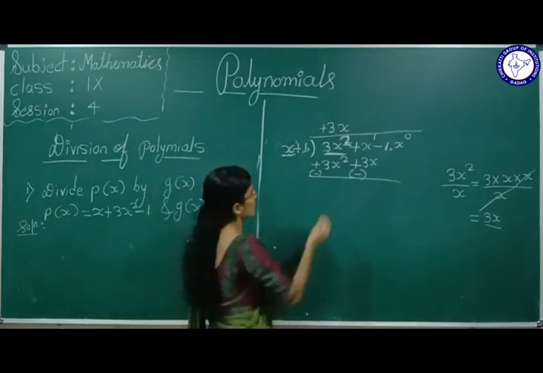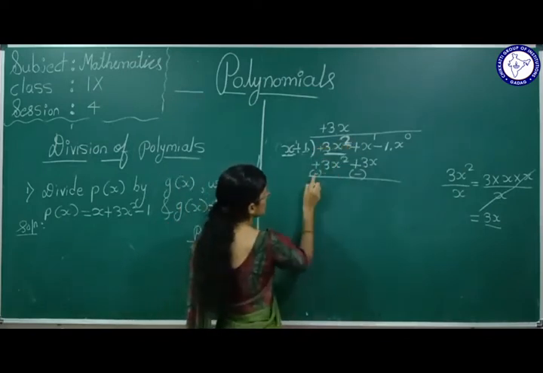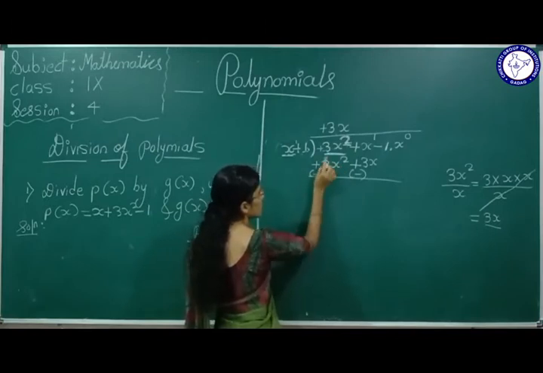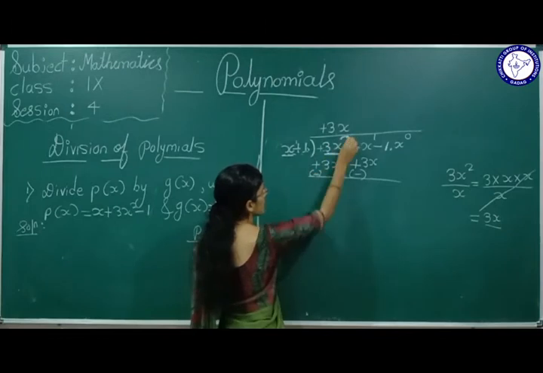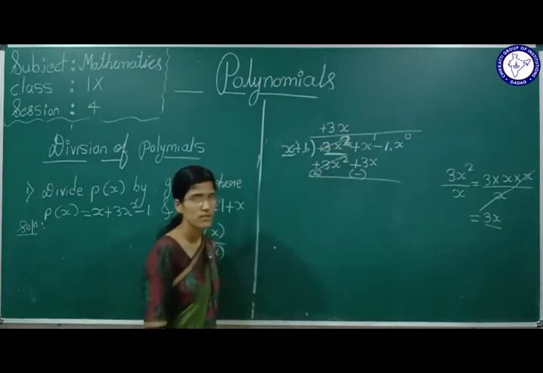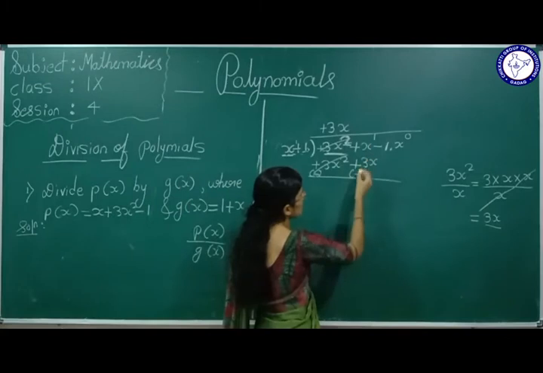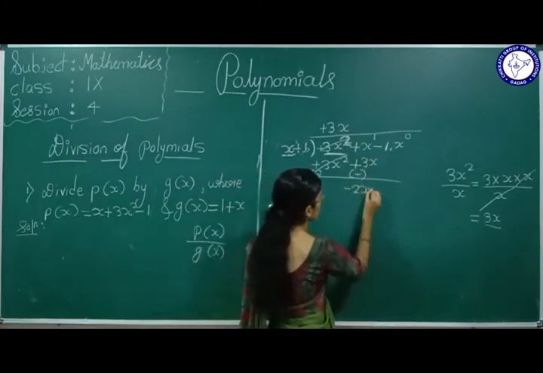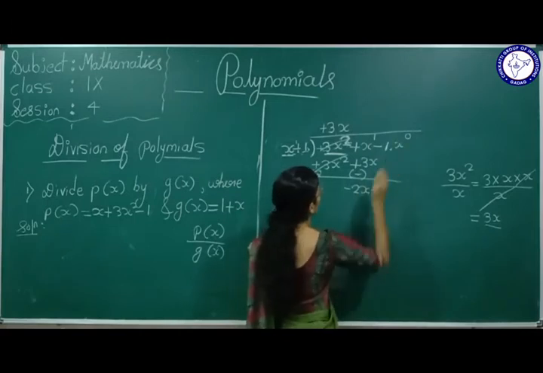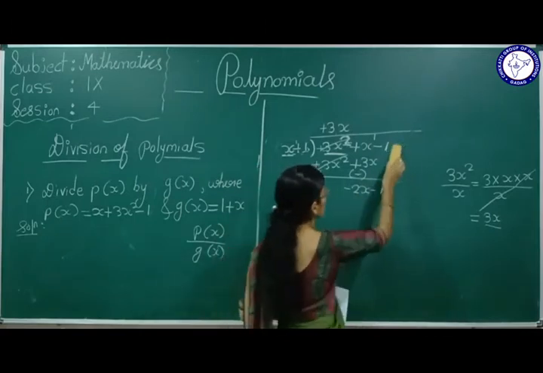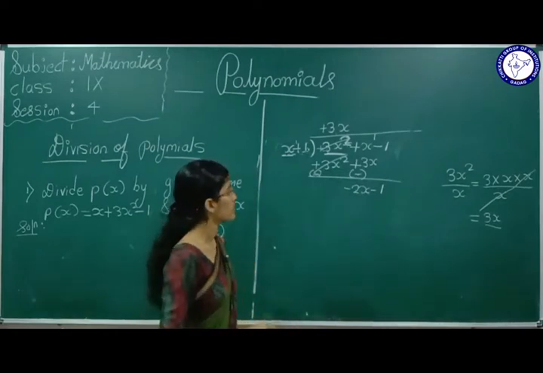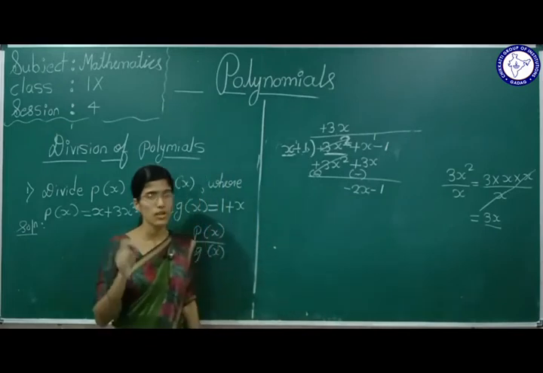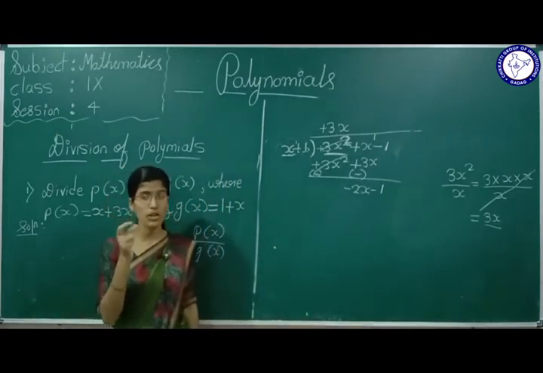Now see, here plus 3x square is there, here minus 3x square is there. You have to see the sign, whatever new sign you have given. Plus 3x square minus 3x square gets cancelled. Plus x minus 3x, what is it? Minus 2x minus 1. Now see, once more I am explaining. First you write the divisor and dividend in decreasing order by seeing their powers.